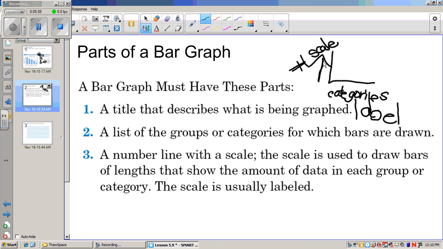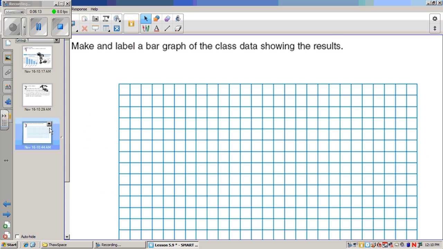So each side needs to be labeled again, and then my title. Oh, yikes. My title at the top. T-I-T-L-E, title. So there you go. So that's the other things that you really need to remember when you're working with a bar graph. And then finally, when I look here, make and label a bar graph of the class data showing results.